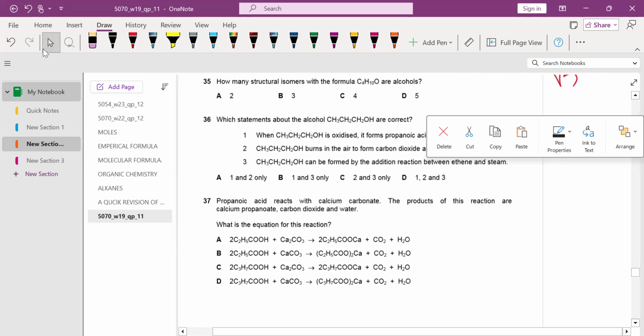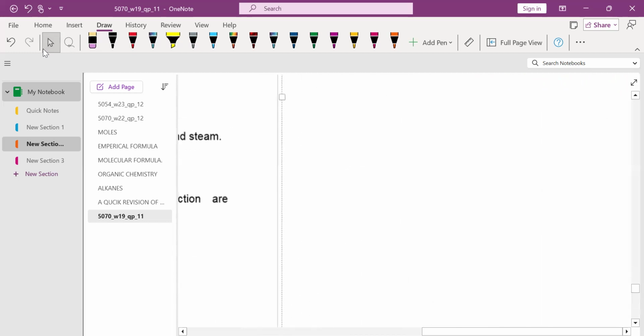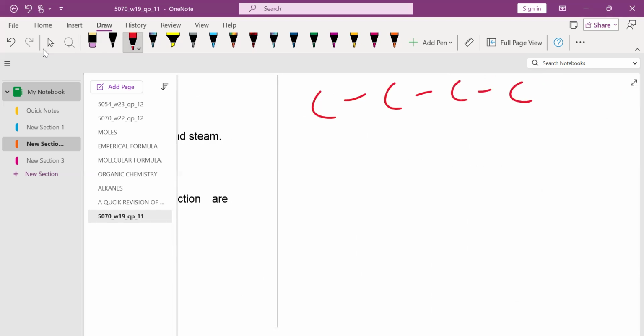Then question number 35: how many structural isomers with the formula C4H10O are alcohols? For this you need to draw the structural isomers of alcohol. Let's draw them here. I will not be writing all the hydrogens. It is a butane, 4 carbons, then OH. This is the first isomer, and this is the second one, 1, 2, 3, 4.